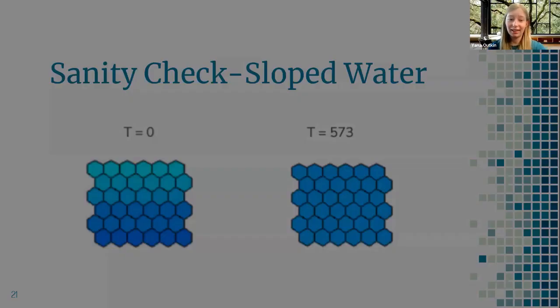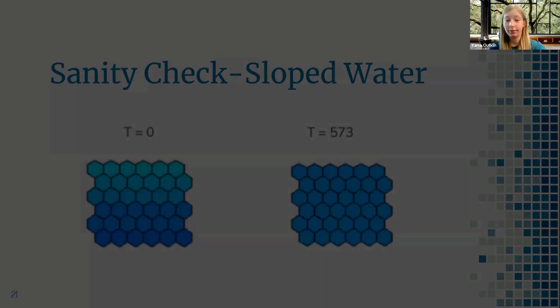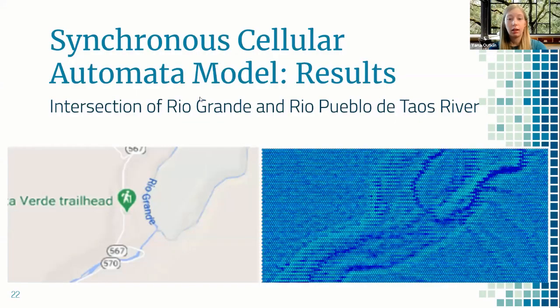Okay, so then I tested my update rule on a larger region. This area is the intersection of the Rio Grande, flowing from north to south, and the Rio Pueblo de Taos River that merges from the northeast. And initially, the rainfall was set to 1 inch across the region.